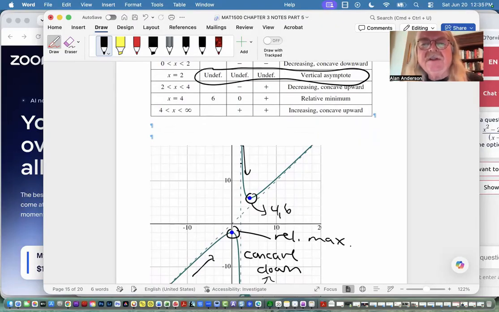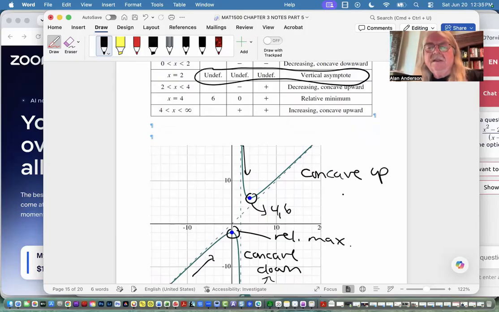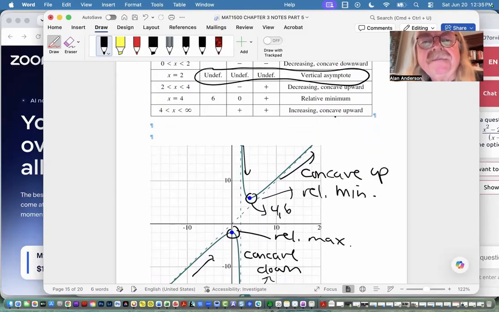The function is decreasing, but it's concave up because, it may seem strange, but the slopes are becoming less negative. And that's why we know that this is a relative minimum. And then after that, the function is increasing and it's concave up forever. Okay, so that's what this is all about.